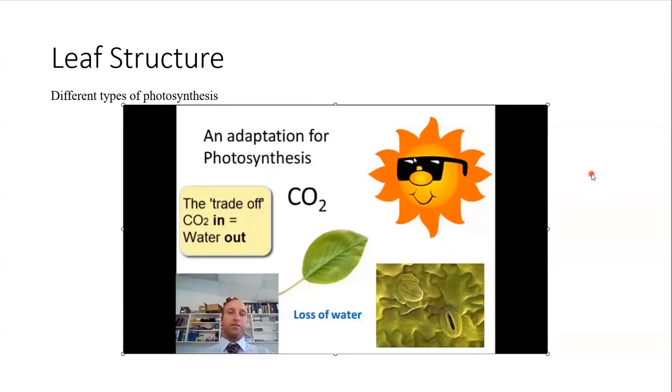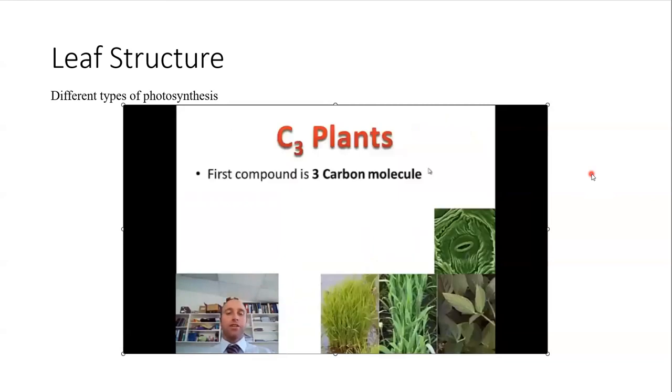The adaptations in photosynthesis are for the plants to get around this problem by adapting the chemical reaction that occurs. First, let's look at C3 plants, and these are most types of plants. They're called C3 plants because the first compound they form in this stage of photosynthesis is a 3-carbon molecule.